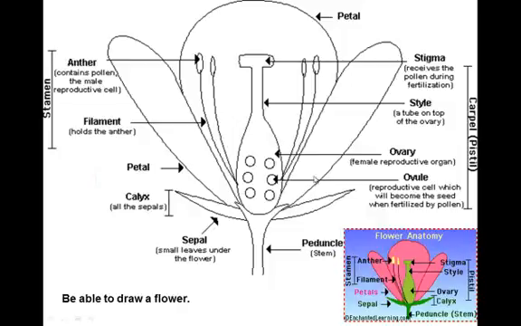The female structure consists of a base, which is kind of swollen, and it's called the ovary, and it contains within it immature seeds.